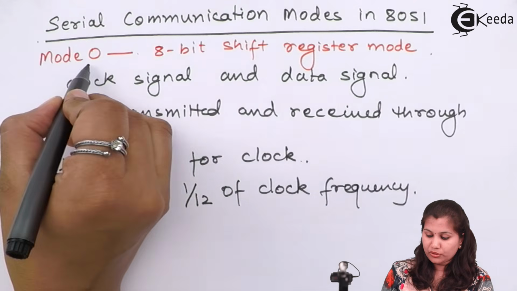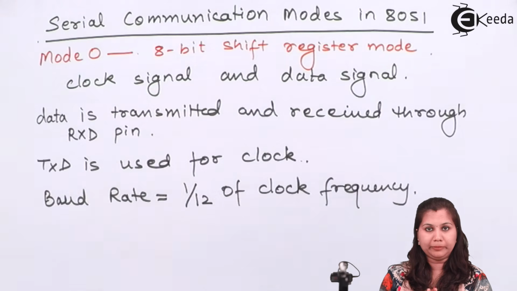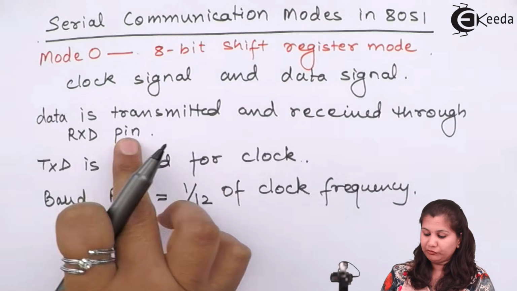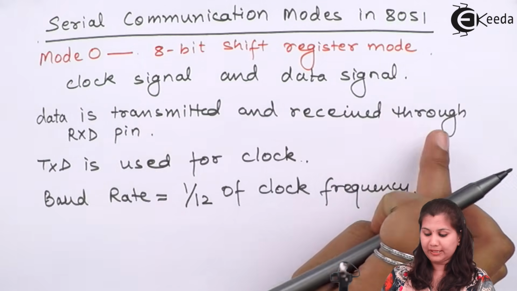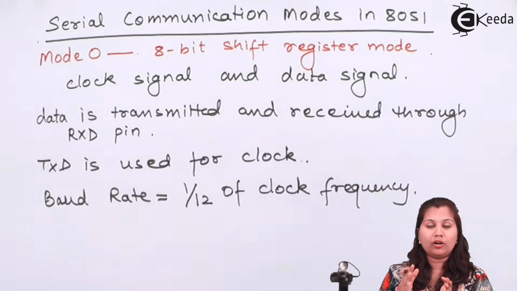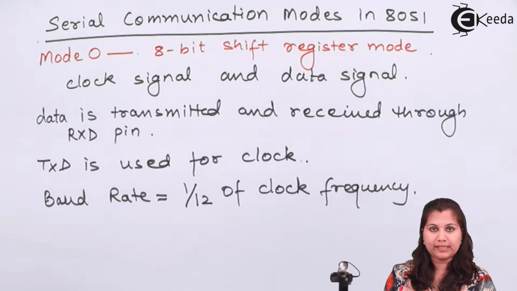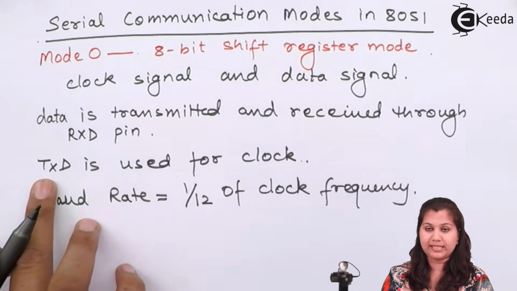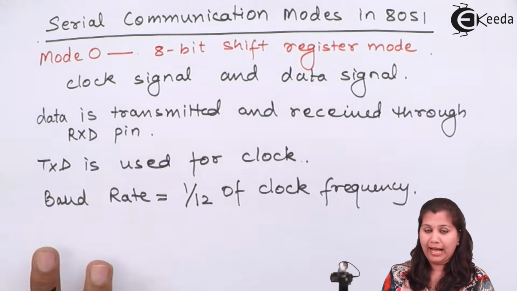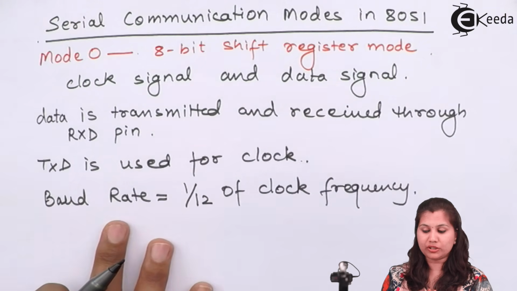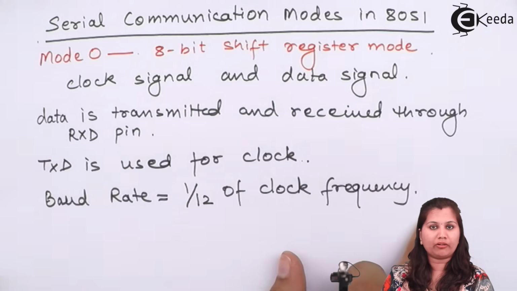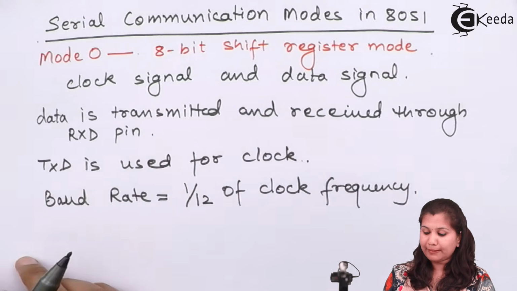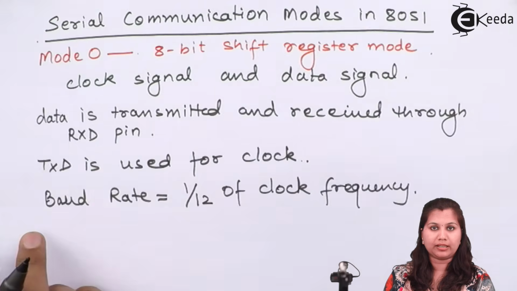So in mode 0, we will have only 8-bit data. That 8-bit data will be transmitted or received through the RxD pin. Along with the data, we will have a clock signal. That clock signal will be transmitted through this TXD pin. And the baud rate for the transmission will be 1 by 12 of the clock frequency. So it is a type of synchronous transmission and reception.